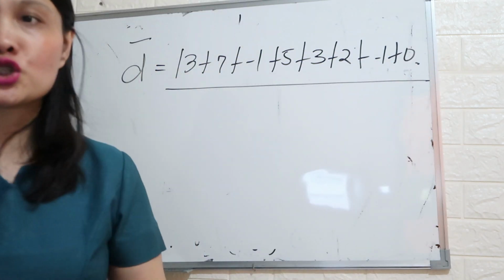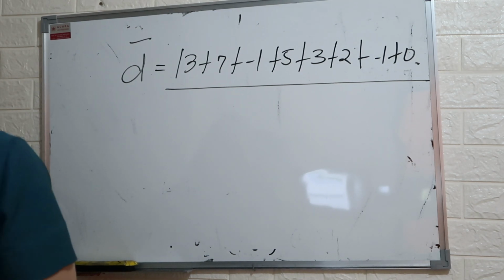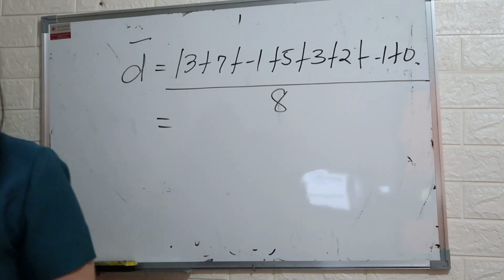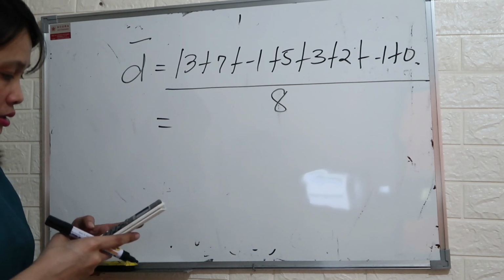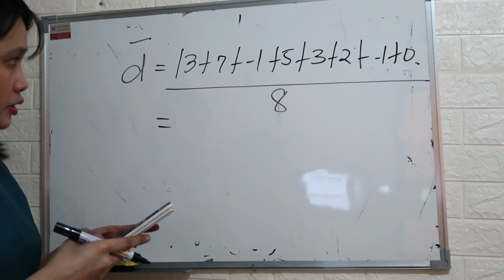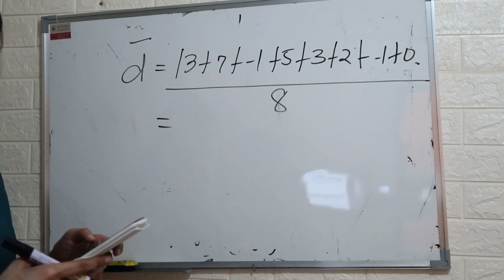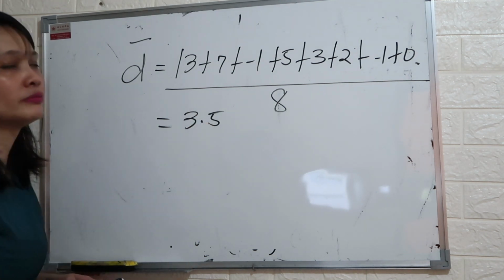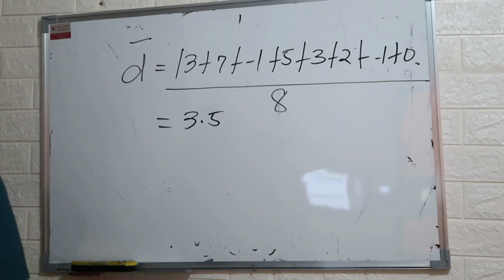Divided by how many persons? You do have 8 persons. So we have 13 plus 7 plus negative 1 plus 5 plus 3 plus 2 plus negative 1 plus 0, divided by 8, so you do have 3.5. So that is your mean difference.